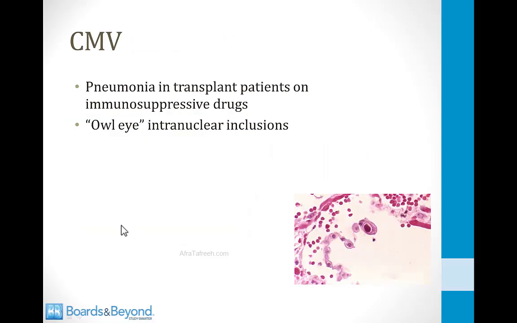Cytomegalovirus is a very rare cause of pneumonia. It causes pneumonia in transplant patients on immunosuppressive drugs. The one thing to know about cytomegalovirus is the owl eye intranuclear inclusions. This is an example of it down here. The dark stuff inside this cell is cytomegalovirus material, and there's a little clearing around it which gives it sort of a halo, and this is described as an owl eye intranuclear inclusion. That's what you see in tissue samples of patients who have CMV pneumonia.